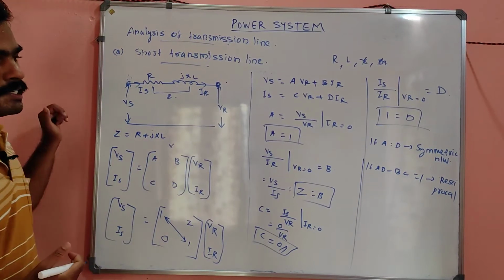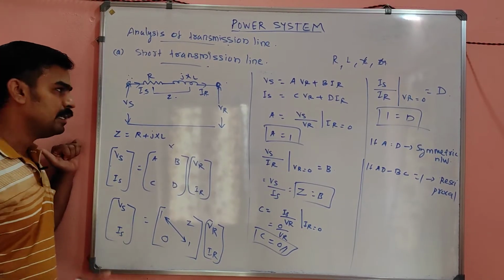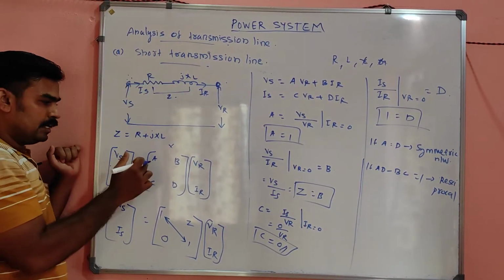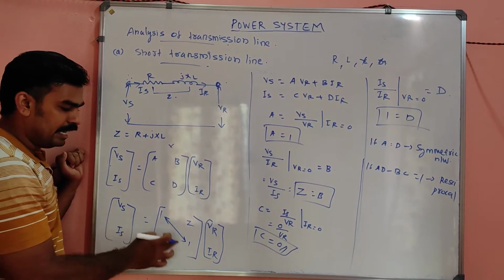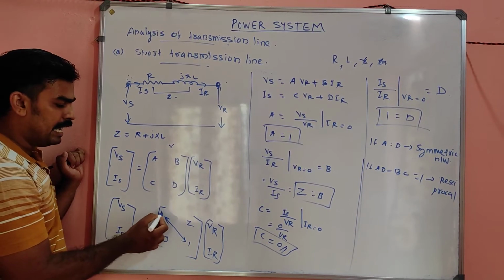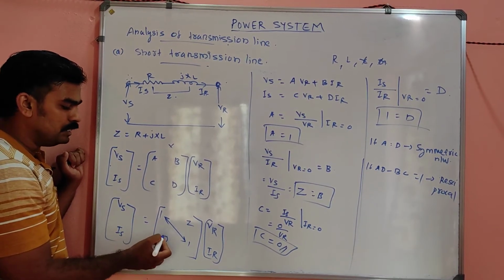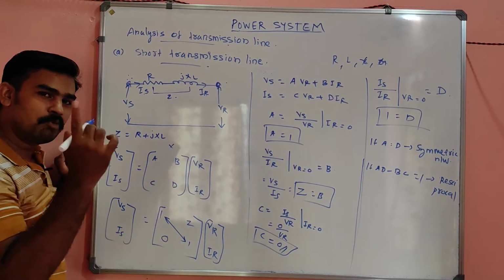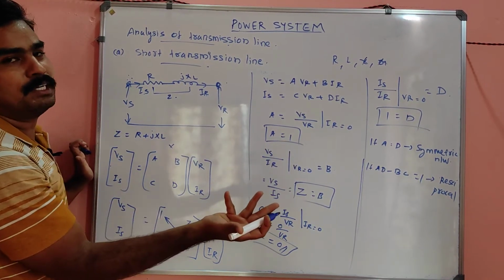If A equals D, it is called symmetric, and if AD minus BC equals 1, then it is called reciprocal. In the short transmission line, you have A, B, C, D as 1, Z, 0, 1. Now A and D are equal. So what is AD minus BC? It is 1 into 1 minus B into C, that is 0 into Z. So 1 into 1 minus 0 into Z equals 1. So AD minus BC equals 1.